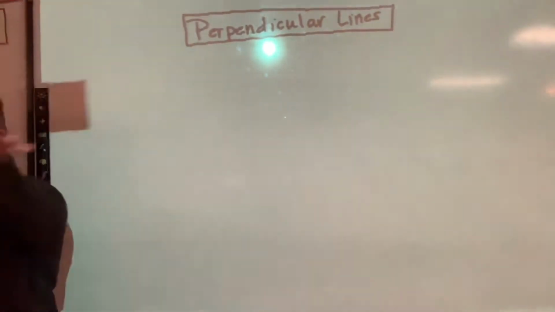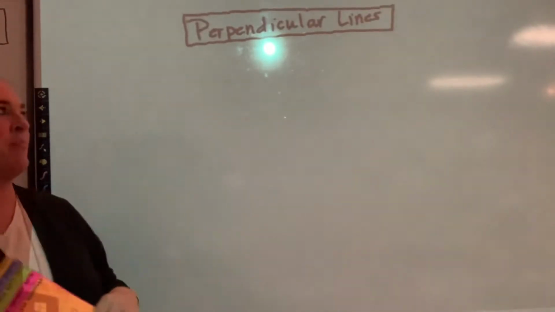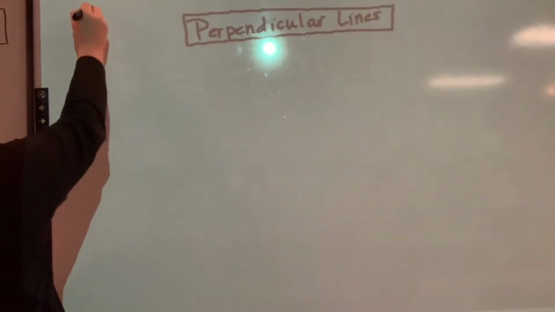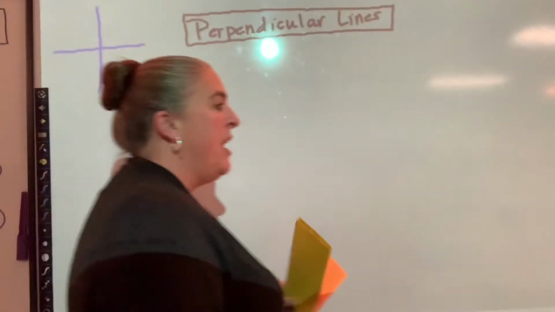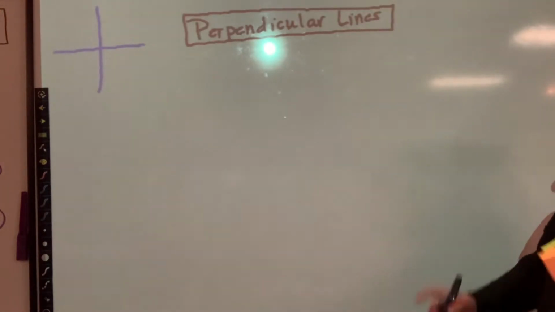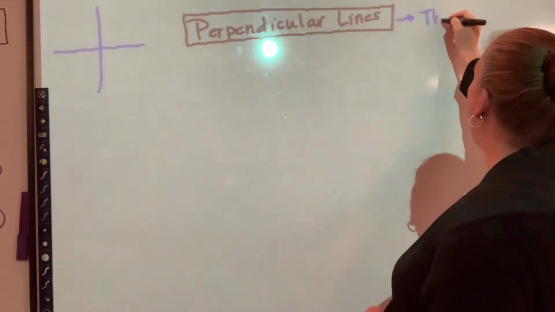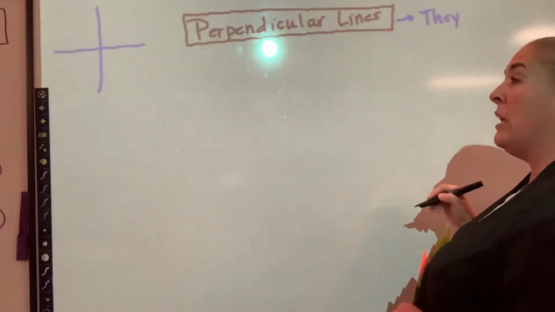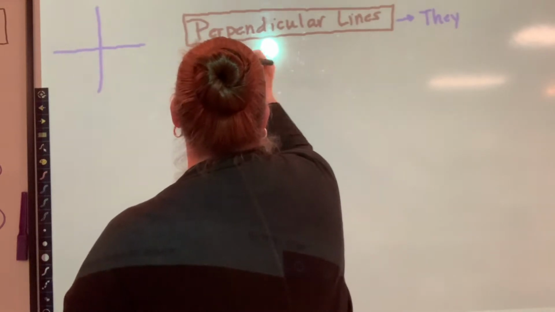Show me perpendicular. Intersecting. Yeah, they intersect. What kind of angles do they make? Yes. So whenever you have perpendicular lines, they look kind of like just the regular graph that we make. Can those two lines have the same slope? No. So here's what you got to know about perpendicular: they have opposite inverse slopes. What does that mean? You're going to see.